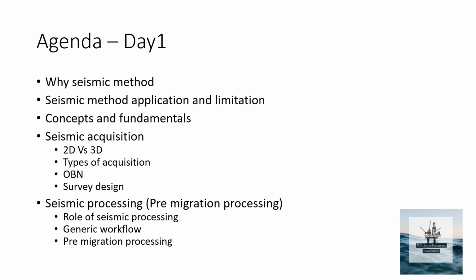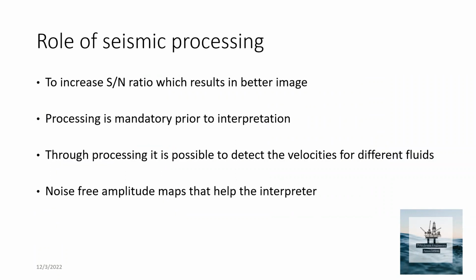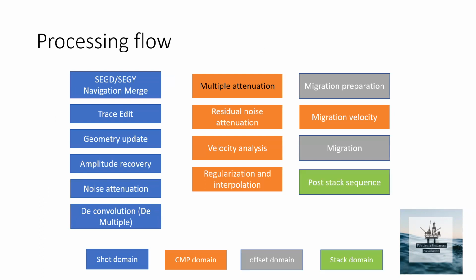We will go now to seismic processing, the second step in our workflow. Most of us have heard about seismic processing. The role of seismic processing, simply, is to make the image clearer or to increase the signal-to-noise ratio. Seismic processing is also done to detect the velocity for different fluids. Also, seismic processing helps to get a better, noise-free amplitude map that helps the interpreter. This is a generic processing flow.